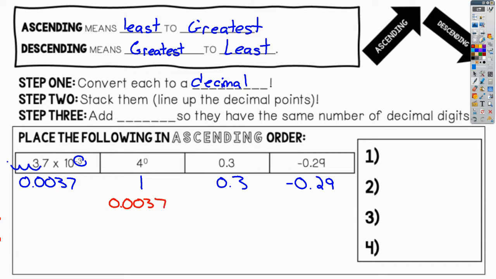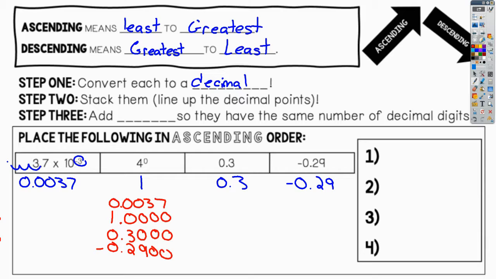0.0037. Then I had the number 1. Then I had 0.3. And then I had -0.29. And what I do is I always go and fill the rest of these place values in with zeros, whichever ones are empty, so they can all line up nice and neat.